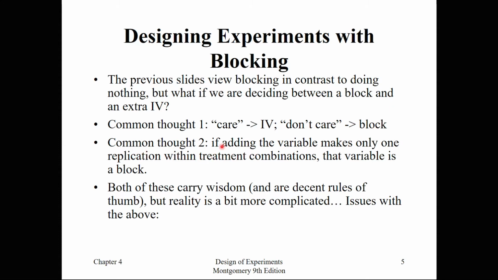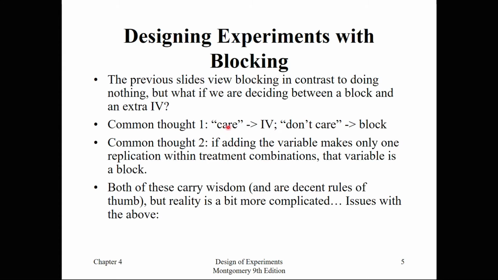A second common thought is, if I'm adding the variable and it's only got one replication, then that variable's a block. And so this is another thought that's not necessarily true. Both of these are decent rules of thumb. The problem is, and again, I say both of these are rules of thumb. Both of these have come out of a website or a textbook where they say this is how you tell the difference between an independent variable and a block.